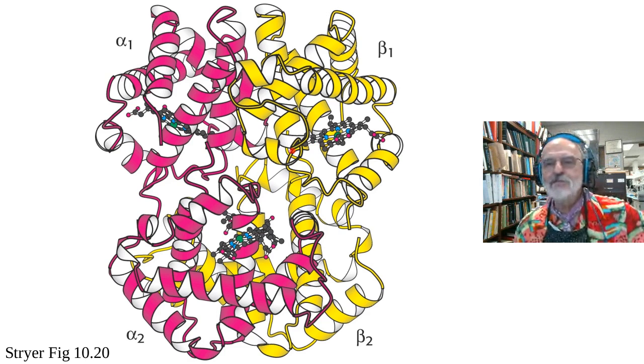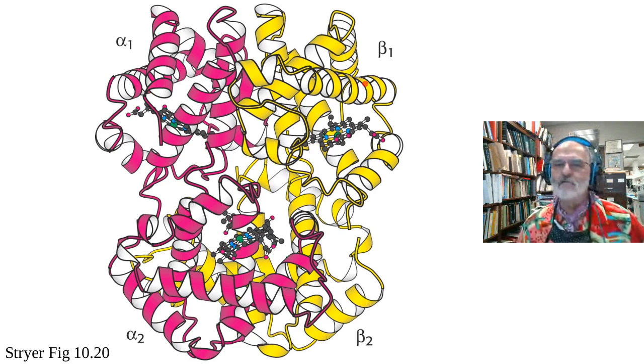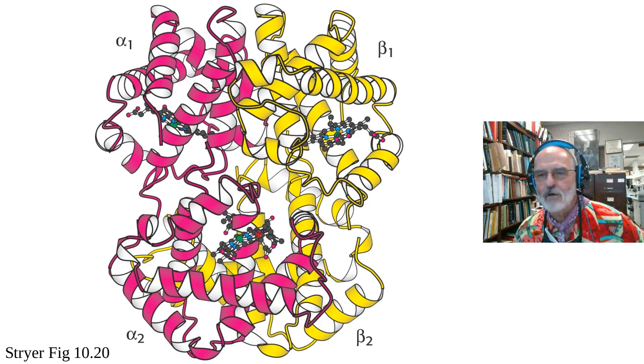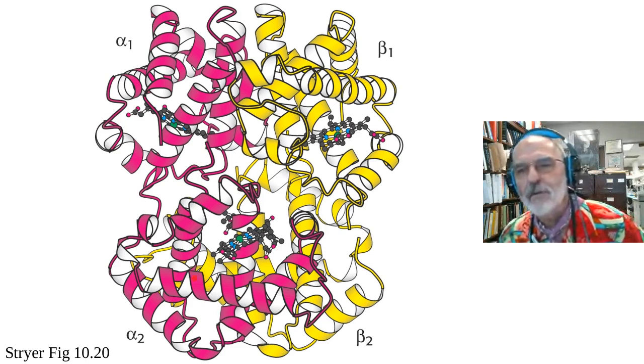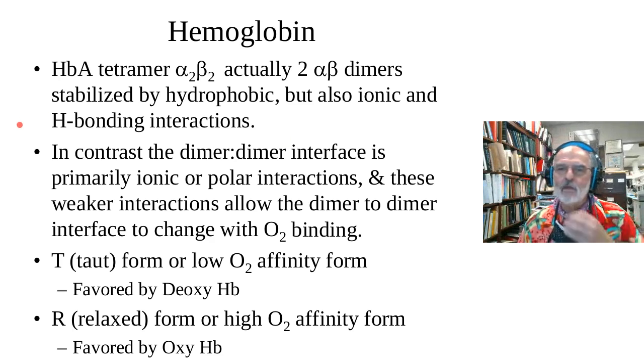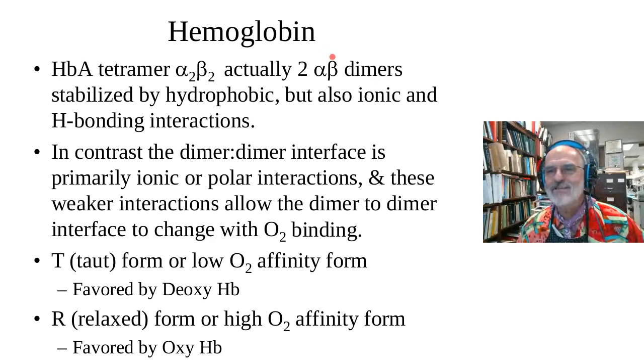So this is a much more detailed ribbon diagram of alpha 1, beta 1, alpha 2, beta 2 hemoglobin. You can see this in ribbon diagram, so you can see a little more explicitly the 4 hemes. There's one buried in the background. The 4 hemes, and the beta chains in yellow and the alpha chains in, I guess that's a dark pink, or an odd red. So the tetramer is actually 2 dimers. The stability of the dimers is stronger than the stability of the tetramers. And the dimers are stabilized by hydrophobic, but also ionic and hydrogen bonding.